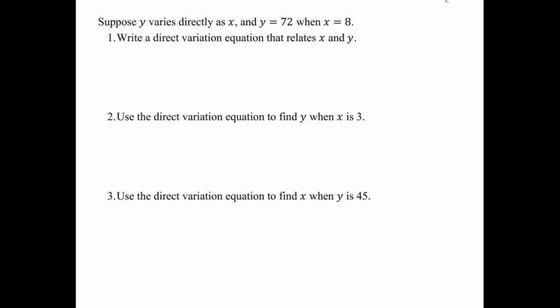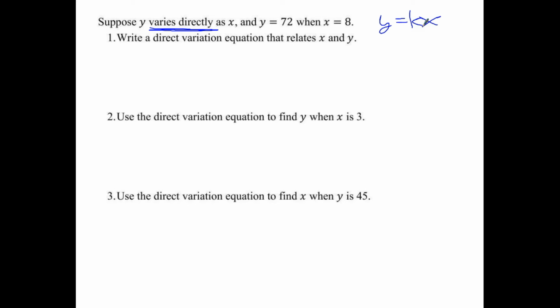Suppose y varies directly as x, and y equals 72 when x equals 8. When you see a problem that sets up like that, as soon as you see this phrase right here, varies directly, you have to think y equals kx. That phrase means y equals kx. That has to pop into your head. Now, it says write a direct variation equation that relates x and y. Well, y equals kx is your direct variation equation that relates x and y. The only thing you don't know is k.